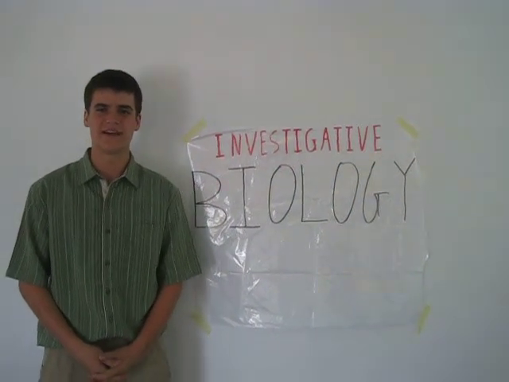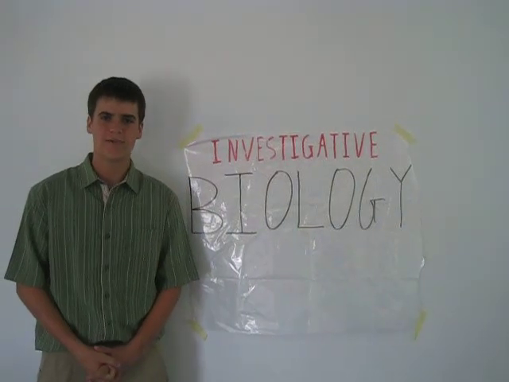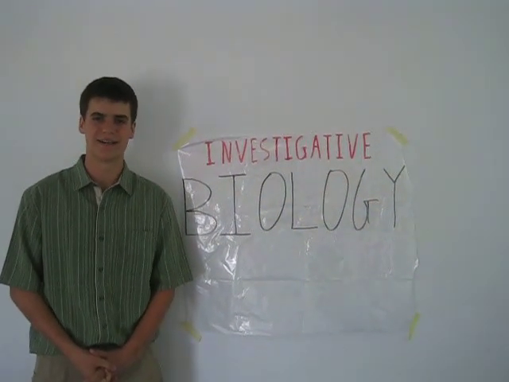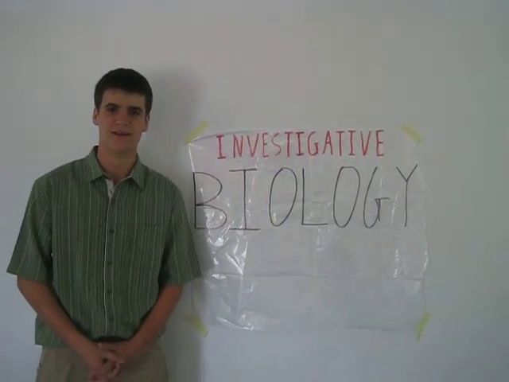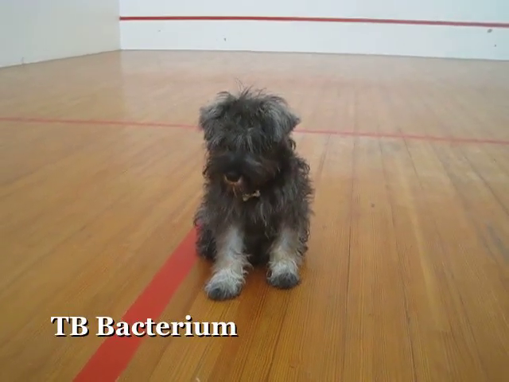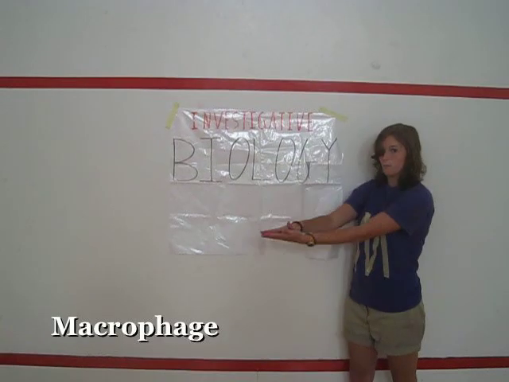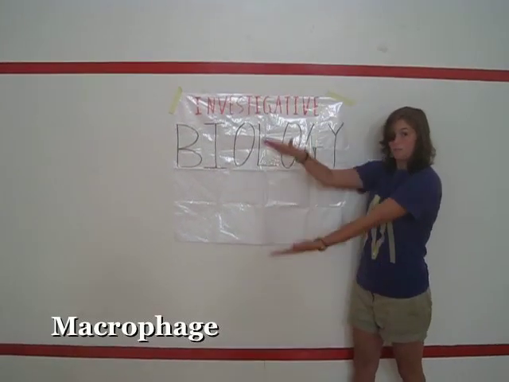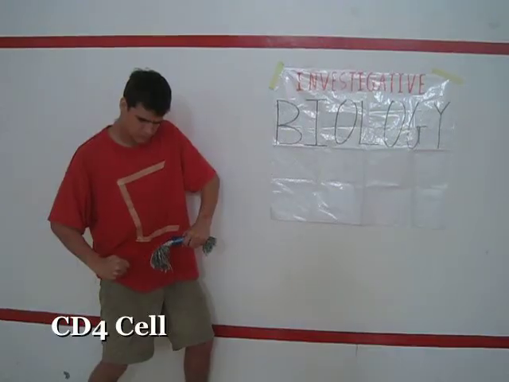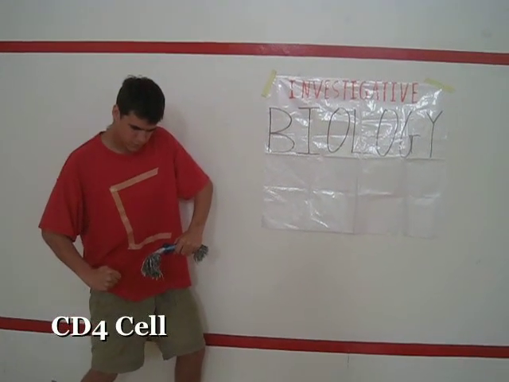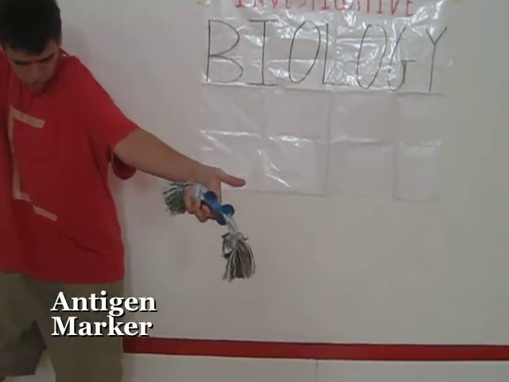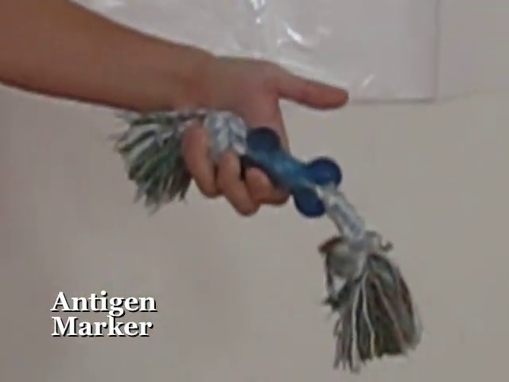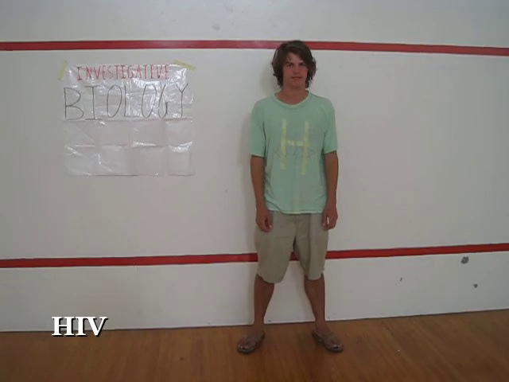Now that we have a better understanding of the viral structure, you may be wondering how that structure lends itself to killing CD4 cells. But first, we must have a better understanding of why CD4 cells are so important to the immune system. Here is our own animal reenactment. Starring Bob as a TB bacterium, Genevieve as the immune system's macrophage, myself as a CD4 cell, complete with an antigen marker to identify foreign invaders, and Jonny as HIV.